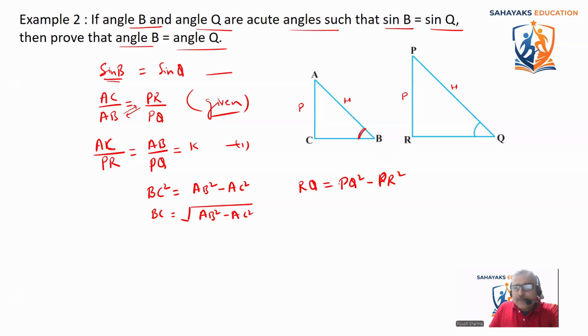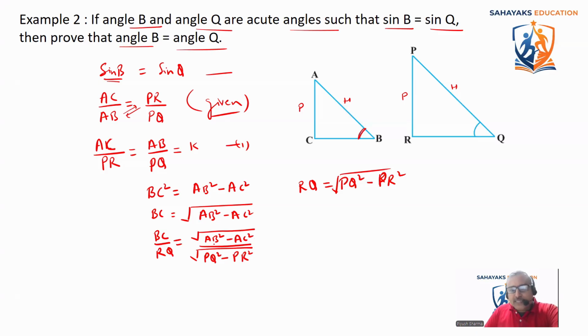Okay, square root of this one. Now we want to find out BC by RQ. What is BC by RQ? BC by RQ is square root of AB square minus AC square divided by square root of PQ square minus PR square.